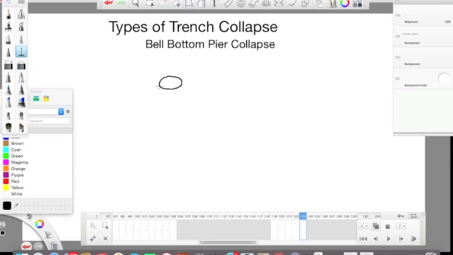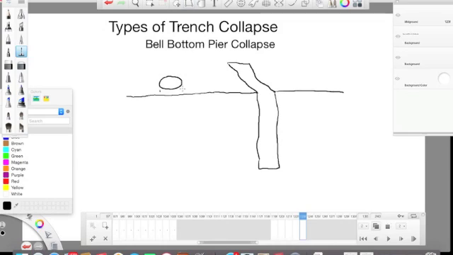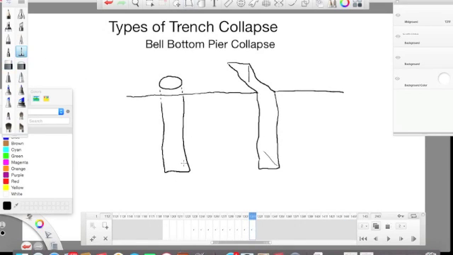A condition that's a subset of toe failure that's worth mentioning is the bell-bottom pier condition. That's where the soil sloughs in at the very bottom on both sides, or in the circumstance of a pier hole being drilled into the soil. Someone's going to pour big concrete piers, so they create just a circular hole in the earth.